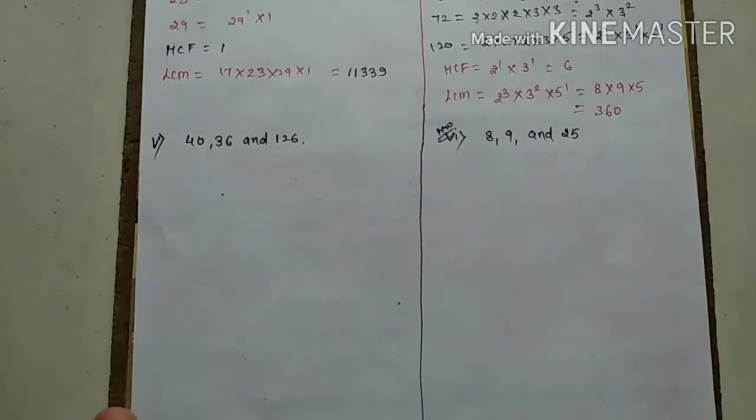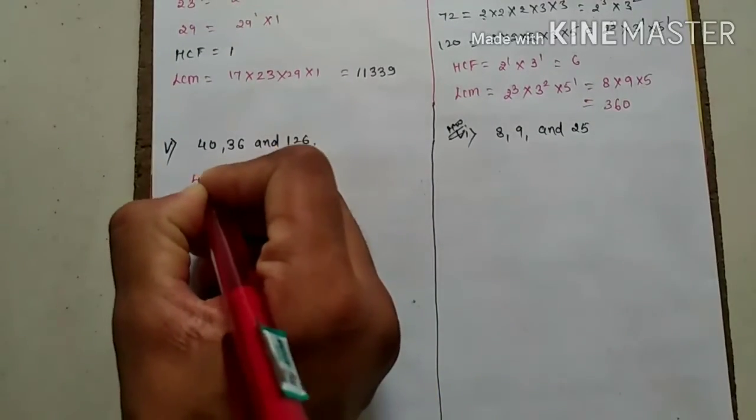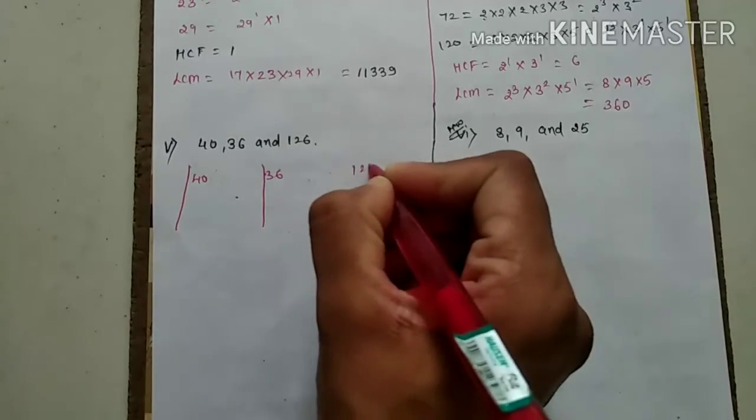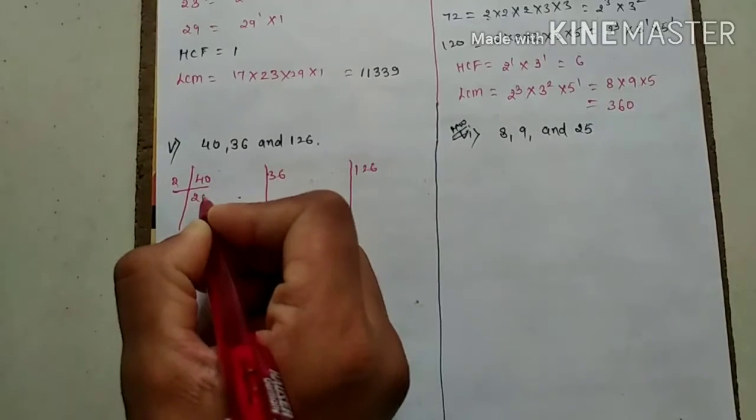Okay, I am solving this one. 40, 36 and 126. Again, same process. What is this process? First find the factors of 40, 36, 126. Correct. Just do with the 2. 2 2s are 4, 20.